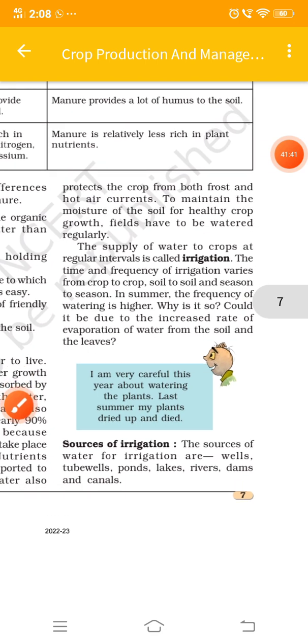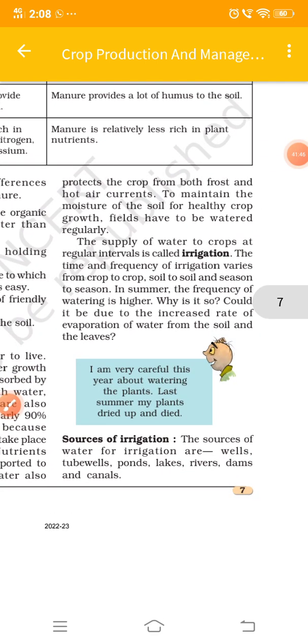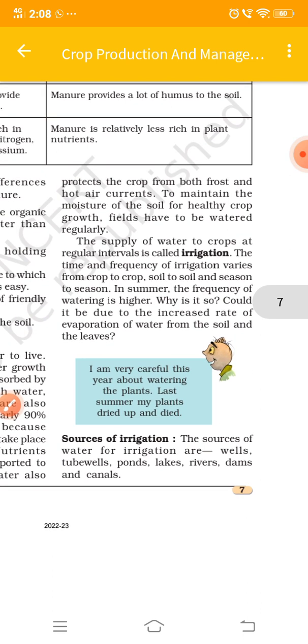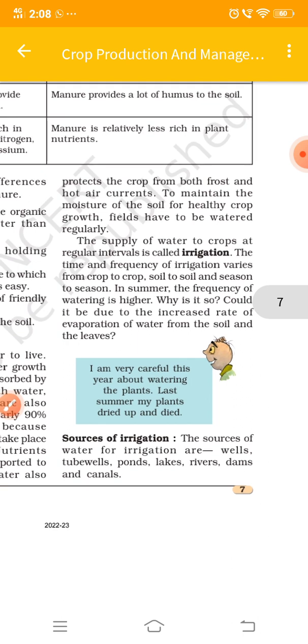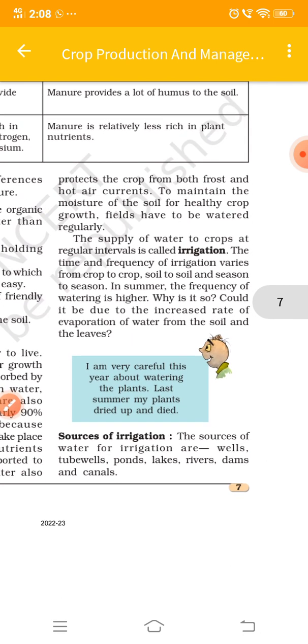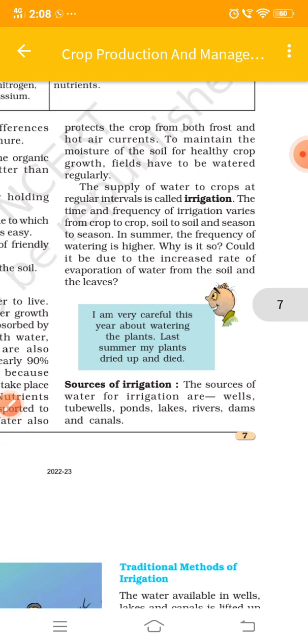The supply of water to crops at regular intervals is called irrigation. The time and frequency of irrigation varies from crop to crop, soil to soil, season to season. In summer, the frequency of watering is higher. Frequency of watering, what does it mean? Means giving water to the plants again and again. In summer, it becomes higher because evaporation happens more rapidly, and that's why we need to give water to the plant again and again due to the increased rate of evaporation.